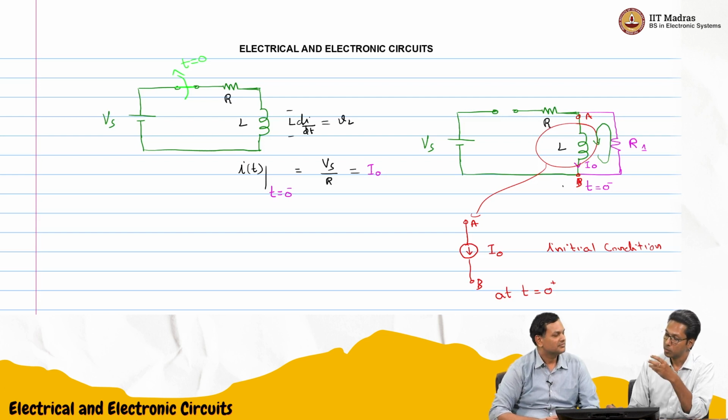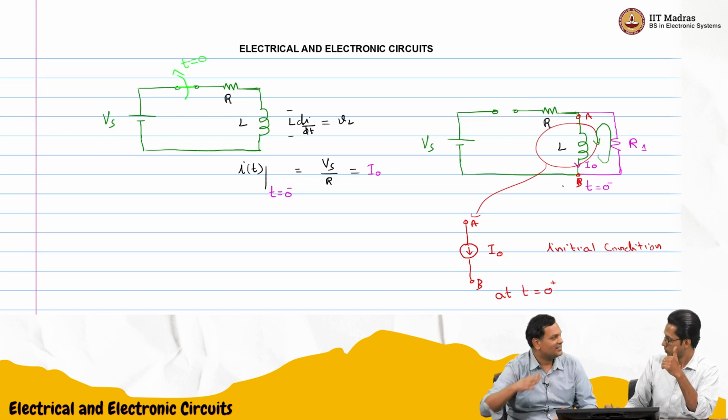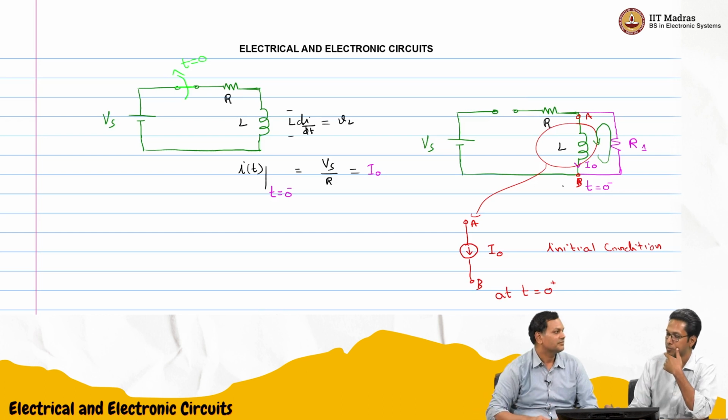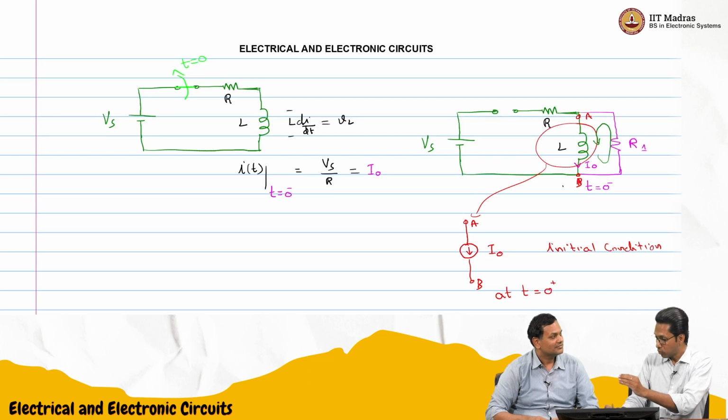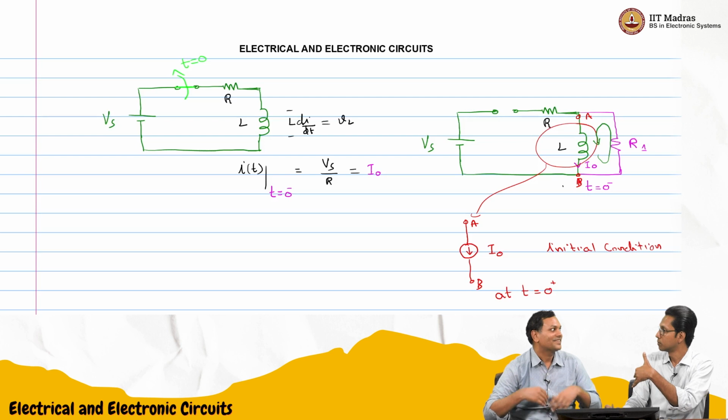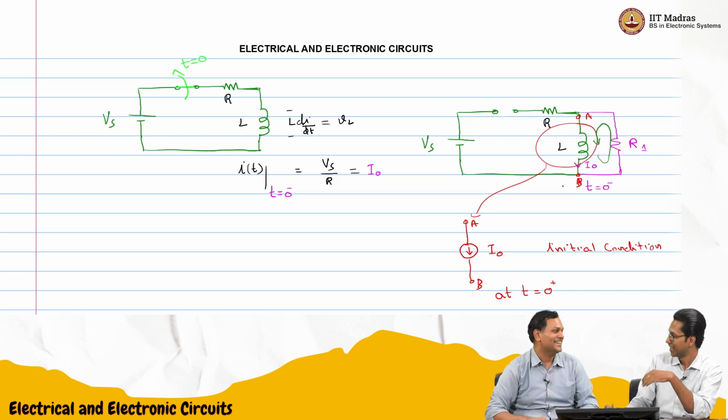If the switch is still open, then that may be the maximum voltage. After that, it will reduce. Correct. Because that voltage is now limited as I0 into R1, it's not I0 into infinite. That's right. So there is no spark.